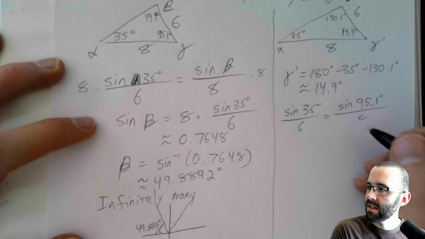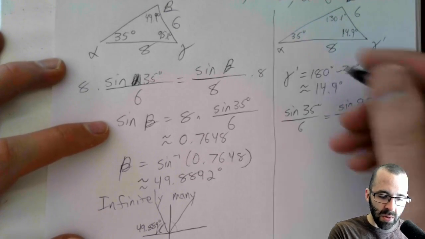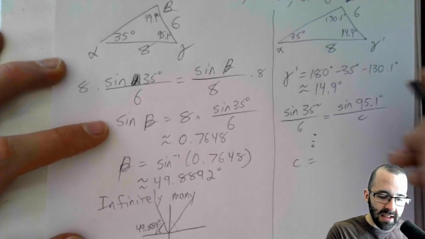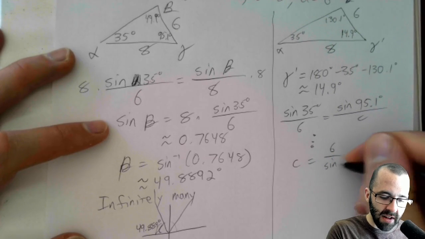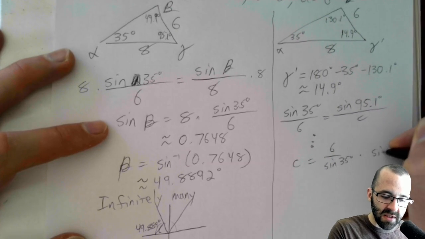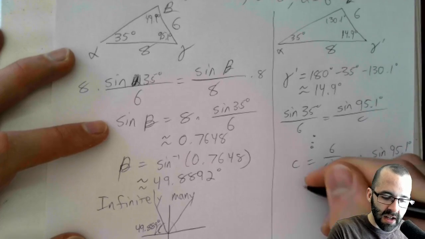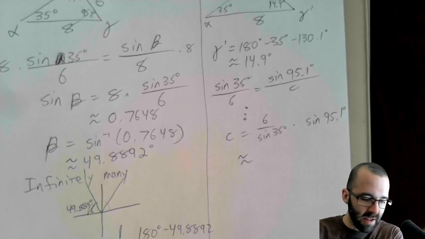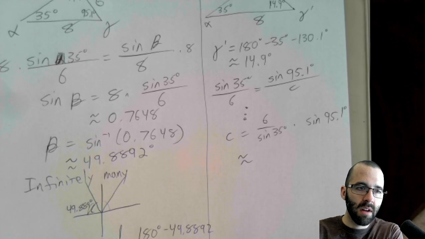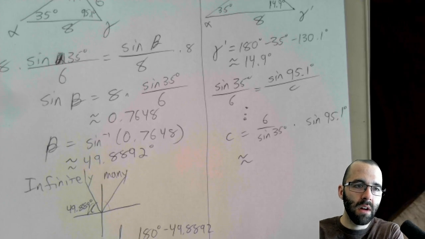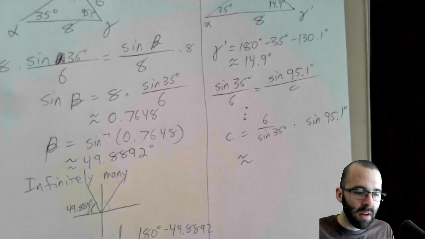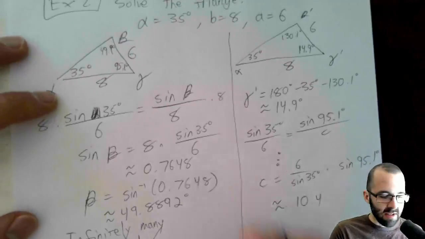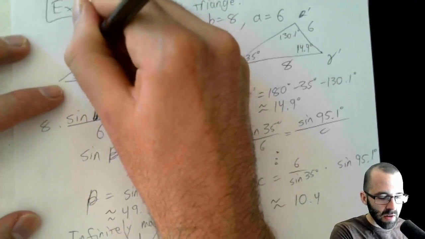So we need to solve this. Okay. So real quickly, you know how to solve this. I'm not going to go through it all. You can get that C is equal to 6 divided by sine of 35 degrees times the sine of 95.1 degrees. And you're going to get that C is approximately equal to, if we use our calculators, about 10.4. So C is 10.4, fill that in, 10.4.